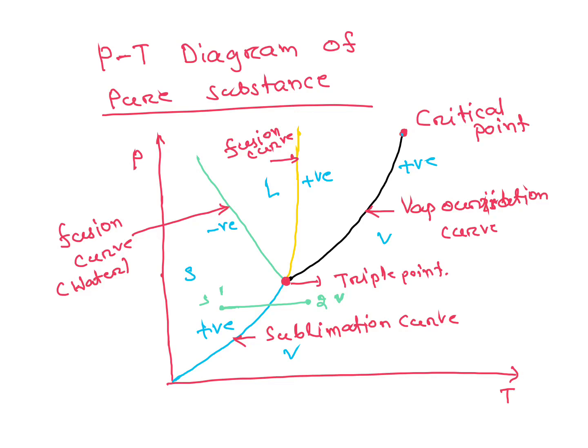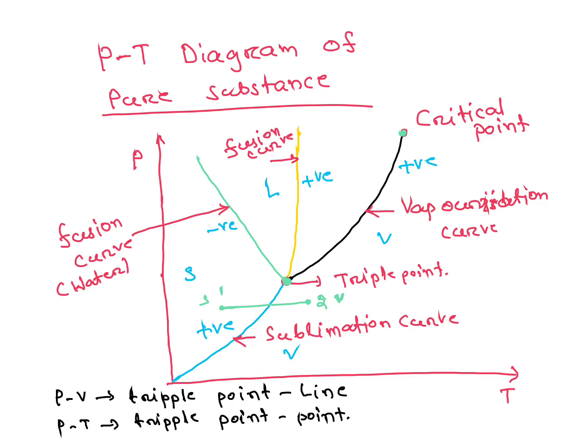And at the critical point latent heat is 0. And at the triple point, all three phases are possible. One more thing is important here: in the PV diagram, the triple point will come as a line, and in the PT diagram, the triple point will come as a point. Here it came as a point. But in the PV diagram, it will come as a line.